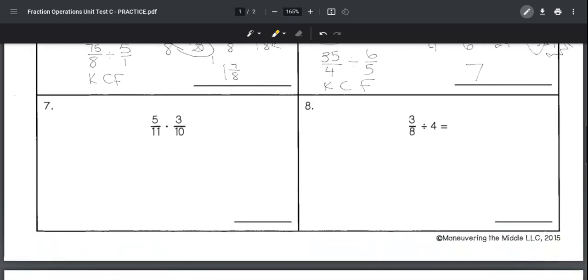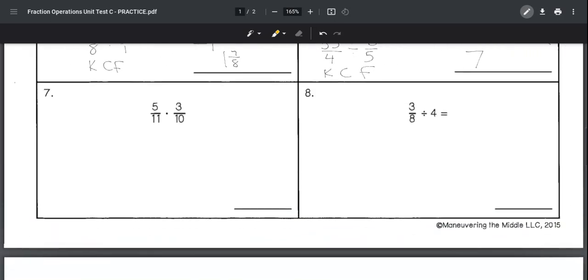All right. Multiplication. So, can I simplify beforehand? Yes. This one, the 5s and 10s. 5 is my common number. How many 5s make a 5? 1. How many 5s make a 10? 2. So, multiply your tops. 1 times 3 equals 3. 11 times 2 equals 22.